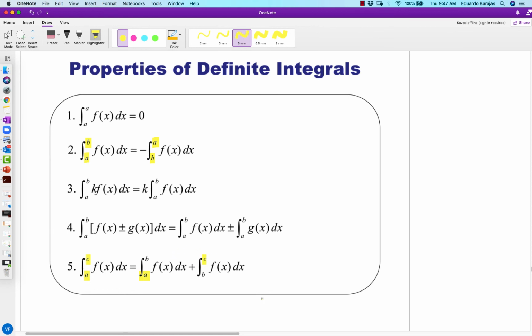Okay, I know I didn't prove any of these things. We're just accepting them to be true. We just got to learn what they're saying and then apply them. Use them, apply them, and let's do some examples that take advantage of these properties.